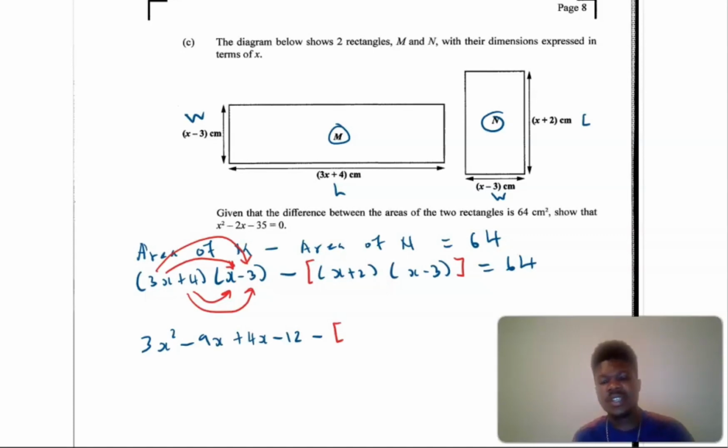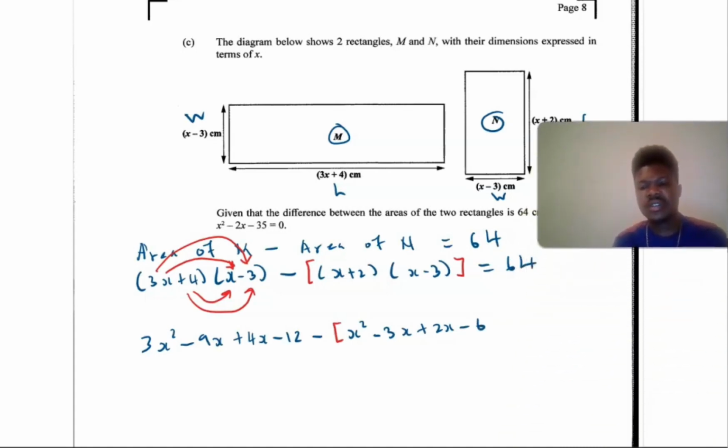Now, same thing. x times x is x squared. x times minus 3 is minus 3x. Then 2 times x is 2x. And 2 times minus 3 is minus 6. Still here equals 64. Close my curly bracket here. Now we're just going to simplify. So this is going to give us 3x squared minus 5x minus 12, minus in bracket here. So it's going to be x squared minus x minus 6, close, equals 64.